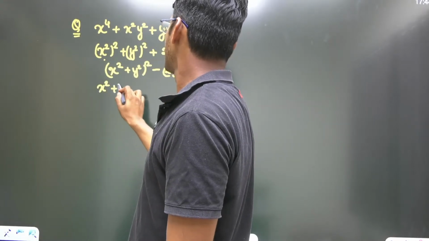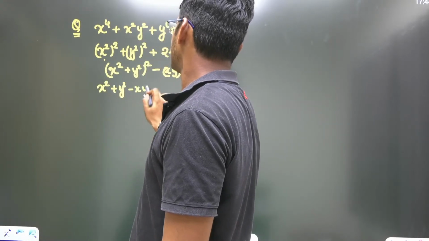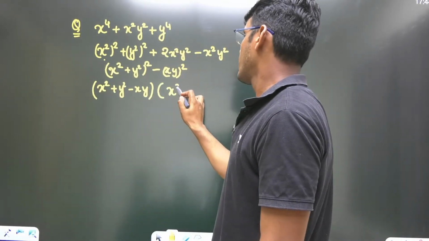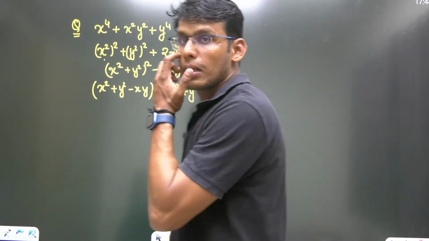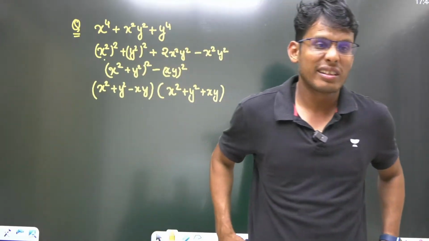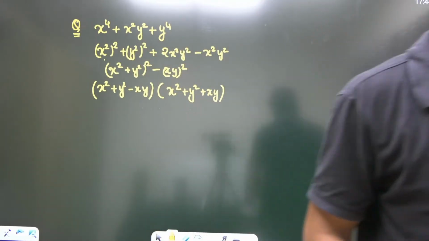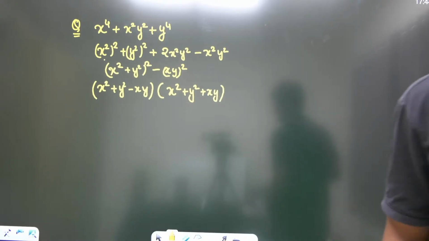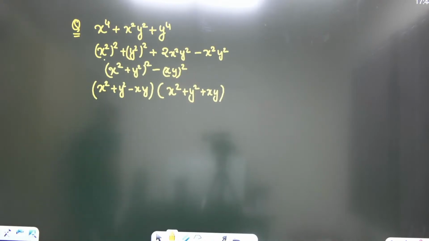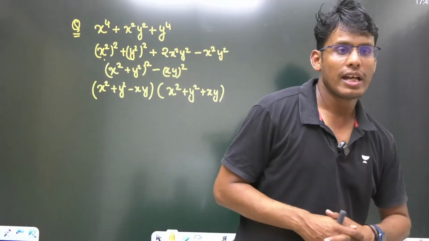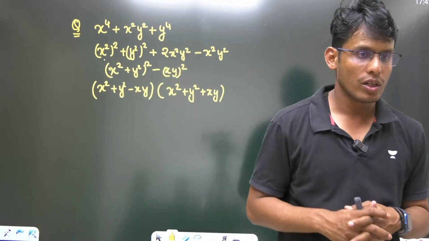So this is the one. This is how you write it. Got it? It's working fine, right? It's working fine, I guess. Yes, no dropped frames. Perfect. x square plus y square plus xy, x square plus y square minus xy. Okay.